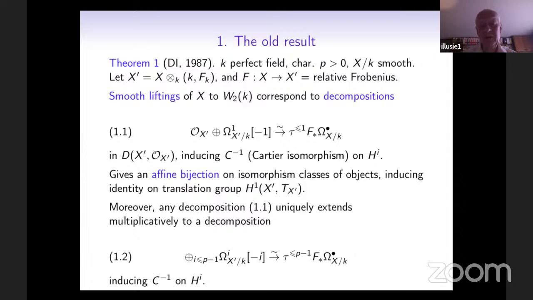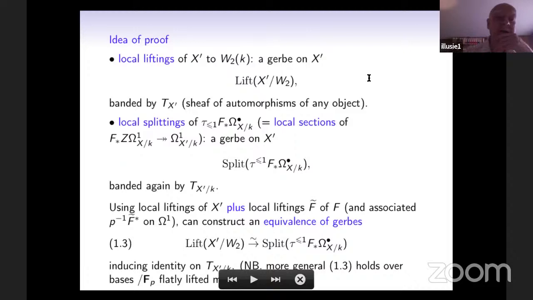So the idea of proof is that, as I explained, local liftings of X' to W_2, or X, because k is perfect here, form a gerbe bounded by T_X. Local splittings, similarly, form a gerbe bounded by T_X'. And in fact, in the paper with Deligne, we construct an equivalence of gerbes, from the gerbe of liftings to the gerbe of splittings.